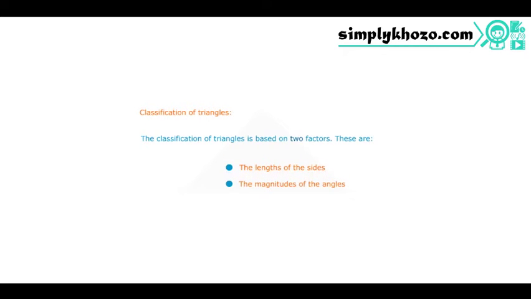You just looked at the properties of a triangle. Next, you will look at the classification of triangles. The classification of triangles is based on two factors. These are the lengths of the sides and the magnitudes of the angles.